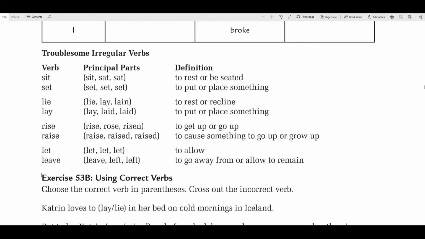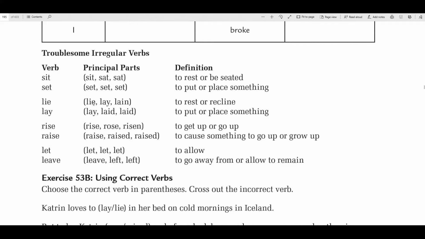Now, these are easy, and these are easy. Now, when it comes to the verb lie, this is not like you're telling a lie. That's different. We're talking about the definition to rest or recline. So the three principal parts of this verb are lie, lay, lain. Okay? Now, these speak of your body. Not an object. Your body.